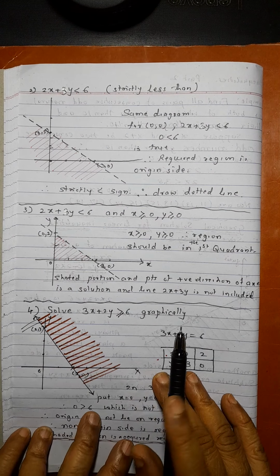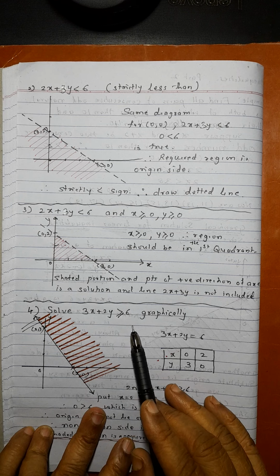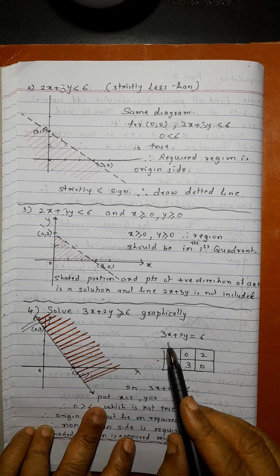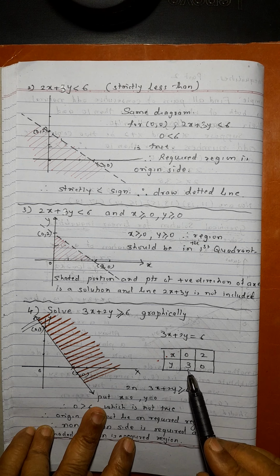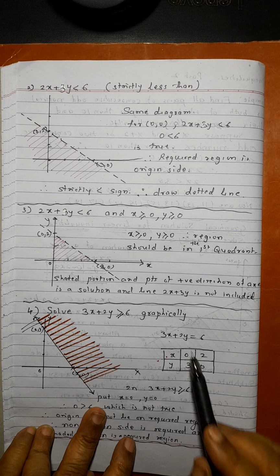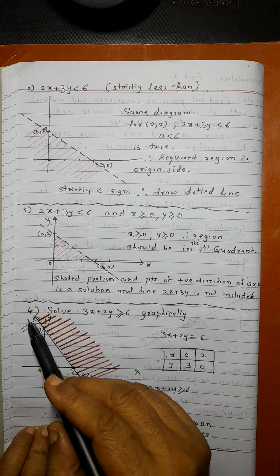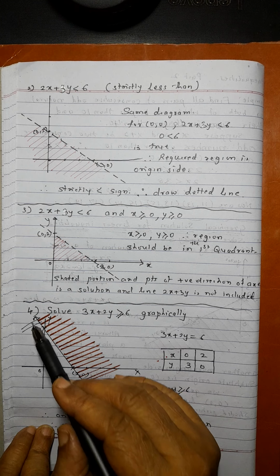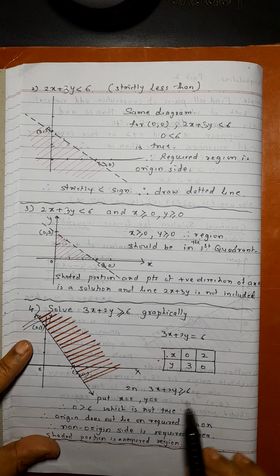Now this problem is there. Suppose 3x plus 2y is greater than or equals to 6. Solve graphically. So I will take first equals to 0. In that, if I put x is 0, y will be 3. If I put y 0, x will be 2. So it will be 2, 0 and 0, 3, and equals to sign is there, so a complete line. Now which side we want, we have to see.